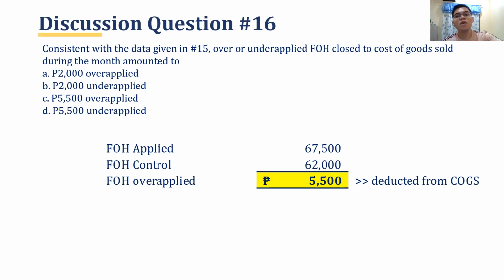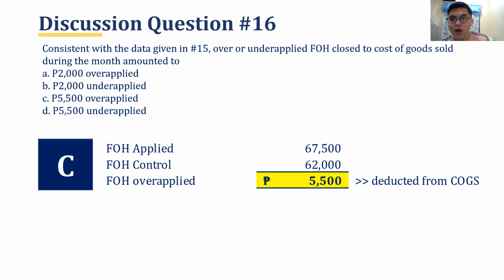So, meaning to say, what you applied is higher than the actual. So, napasobra ka ng costing. So, that's gonna be adjusted to your cost of goods sold as a deduction. So, over-applied. Ang sagot natin for number 16 ay letter C. That's 5,500 over-applied. So, that's treated as a deduction to your cost of goods sold for the month.